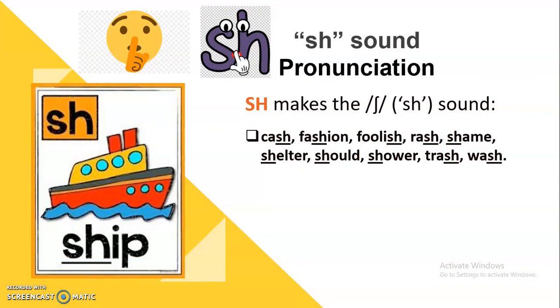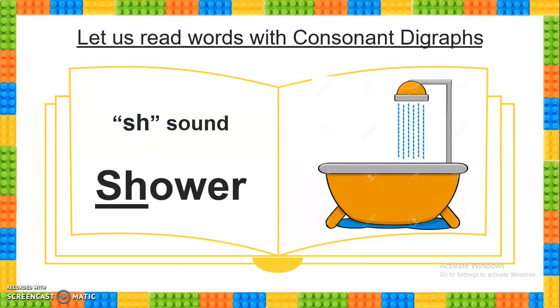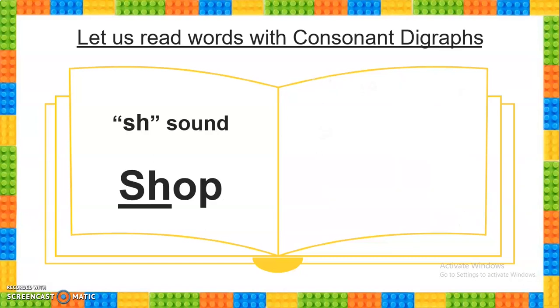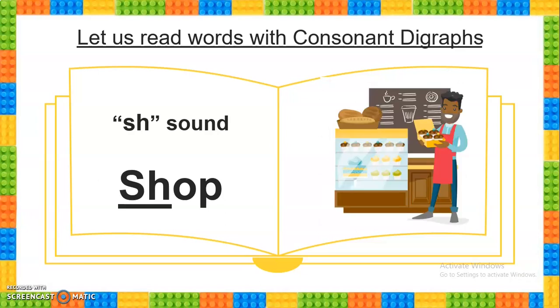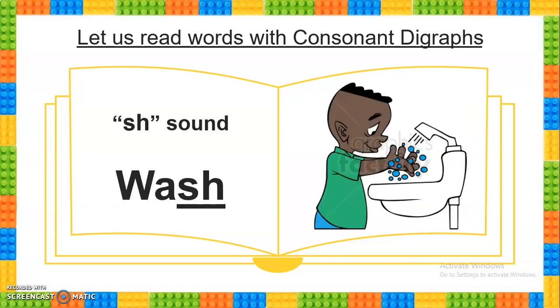Now let's come to the sh sound. So the sh consonant digraph makes the sh sound, as in the words cash, fashion, foolish, rush, shame, shelter, shoot, shower, trash, wash. Let's practice the sh sound. Shower, shower. Shop, shop. Wash, wash.